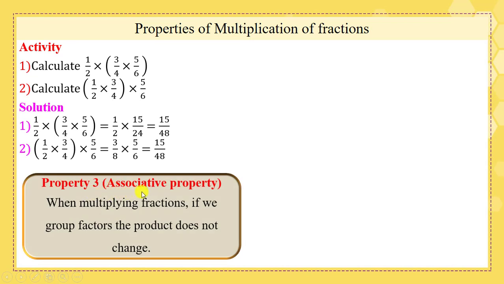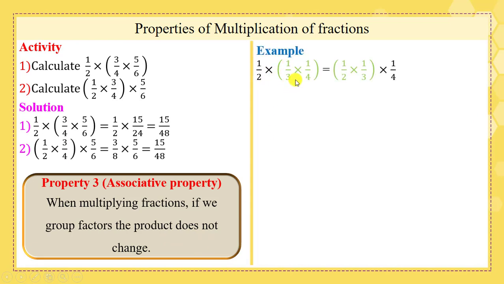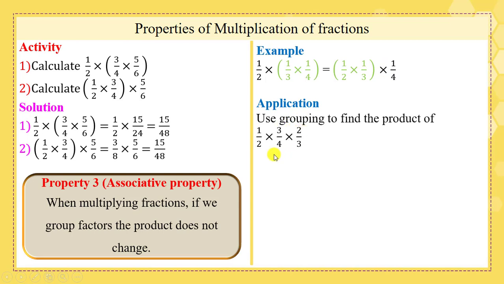Property 3, associative property. When multiplying fractions, if we group factors, the product does not change. Example: 1 over 2 times 1 over 3 times 1 over 4 equals 1 over 2 times 1 over 3 times 1 over 4. Application: use grouping to find the product of 1 over 2 times 3 over 4 times 2 over 3.